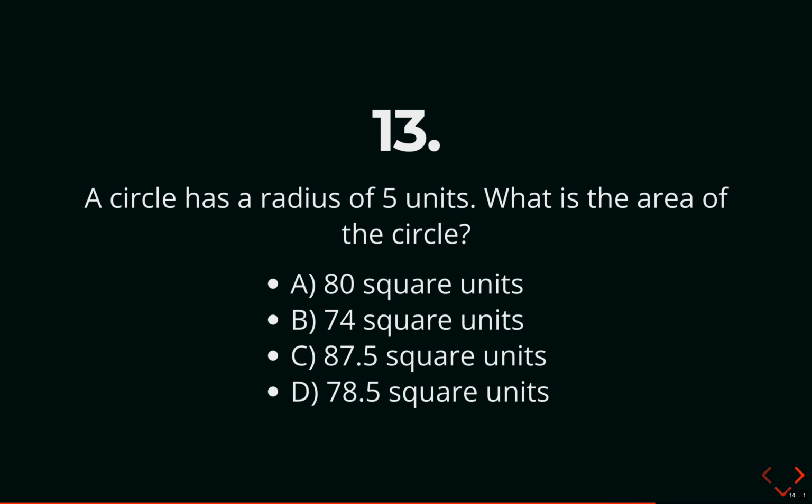Question 13. A circle has a radius of 5 units. What is the area of the circle? A, 80 square units. B, 74 square units. C, 87.5 square units. D, 78.5 square units. The answer is D, 78.5 square units. Let's see how to solve this.